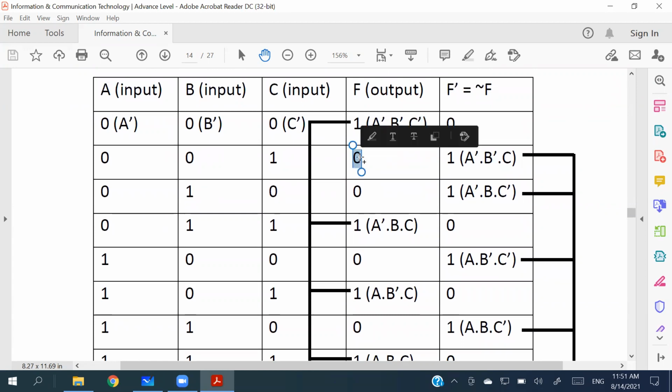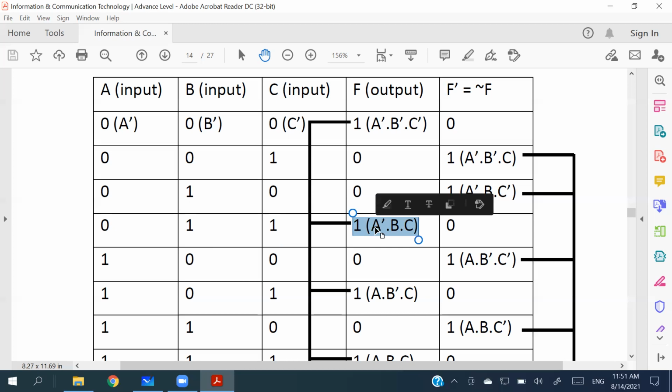Okay. Then likewise, we are going to consider the other places of the output. So we got 0 in these 2 places. We are not considering zeros for SOP. We only consider ones in the output. So here we have a 1. So this one has what? 0, 1, 1. So that means this 0 indicates A bar, this 1 indicates B, this one indicates C. So that is why A bar dot B dot C is derived in this place.